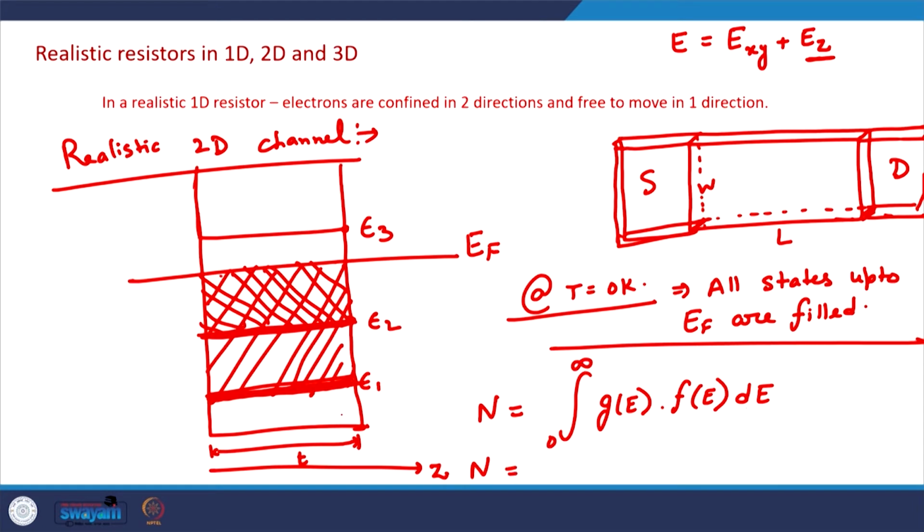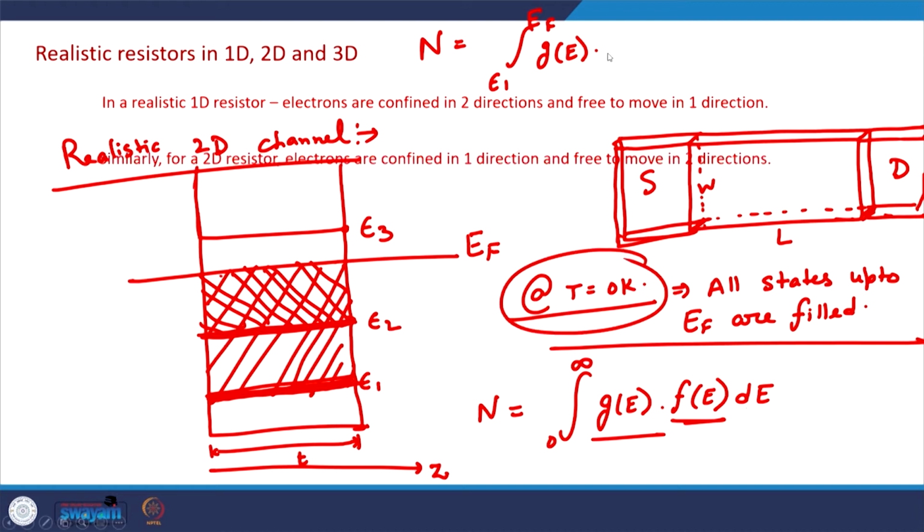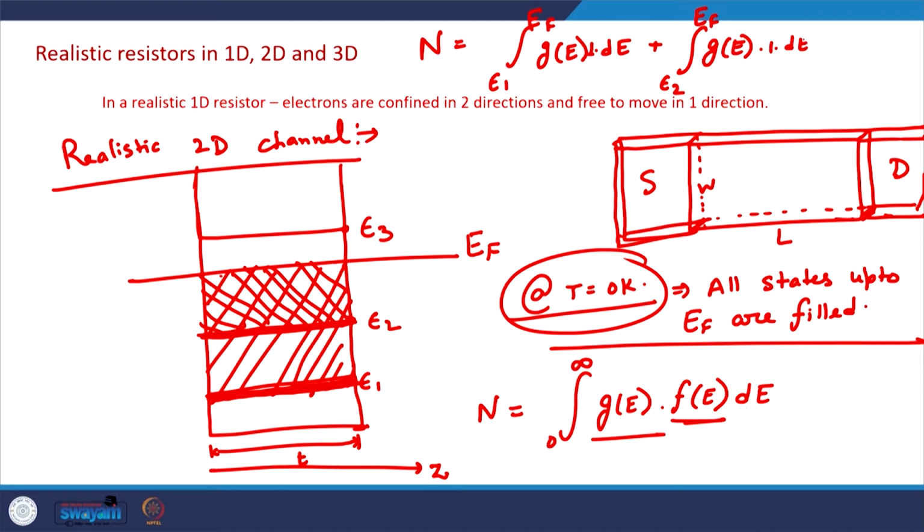Now, we need to do this from epsilon 1 to EF because of the first subband, or let me write it in a cleaner way. The number of electrons in the system will be epsilon 1 to EF because of the first subband, and G(E) is the density of states. F(E), the Fermi function below the Fermi level, will be 1 at T equal to 0 Kelvin. We are assuming the case to be T equal to 0 Kelvin. So, it will be 1 times dE plus, because of the second subband from epsilon 2 to EF, G(E) times 1 times dE. Okay.